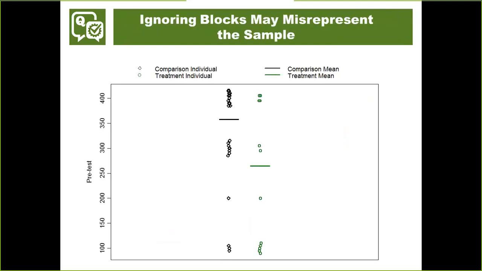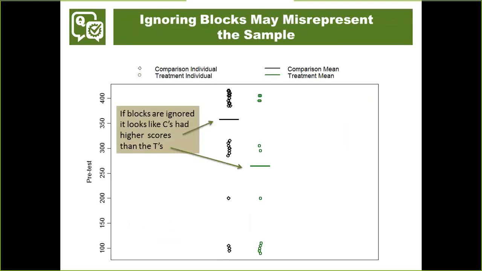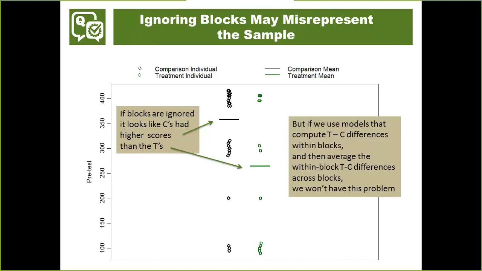These are the exact same data as were shown in the previous slide, but here we're ignoring the blocks. When the blocks are ignored, it looks like the controls had much higher scores than the treatments. It looks like the groups were way out of balance at baseline. But we know the balance was perfect within the blocks. If we use models that compute the treatment control differences within blocks, then average the within-block differences across the blocks, we're not going to have this problem of it looking like the groups are really out of balance when in fact they are very well balanced.